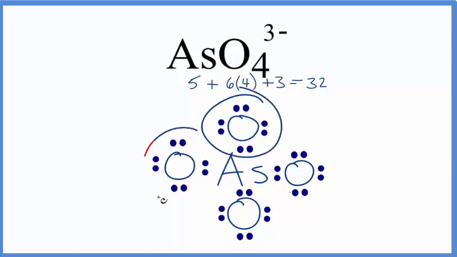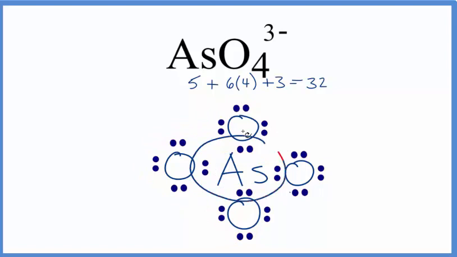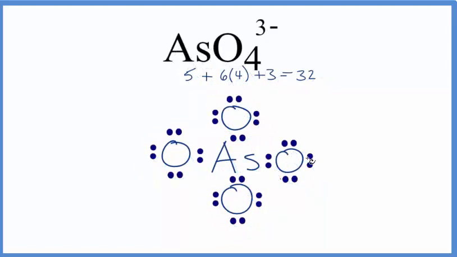Each of the oxygen atoms has an octet, so that's good. And then our central atom also has an octet. So this is a pretty good Lewis structure.